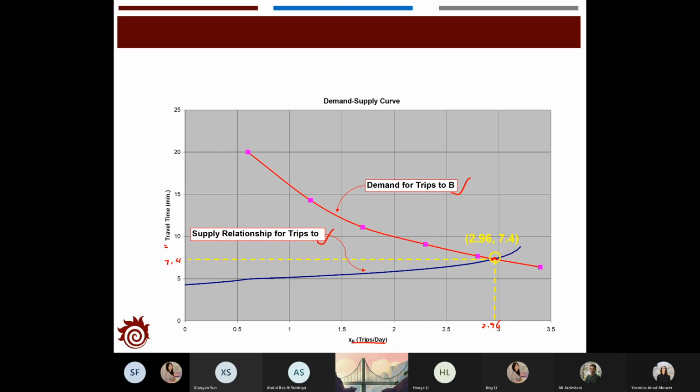For all the assumptions we have made, for any people who want to travel from town A to town B, the travel time is 7.4 minutes, and the volume or the average number of the activities they're going to take for each person is 2.96. So that's the two values we get. And now we need to use this information to determine what's the hourly volume in route 1 and route 2.